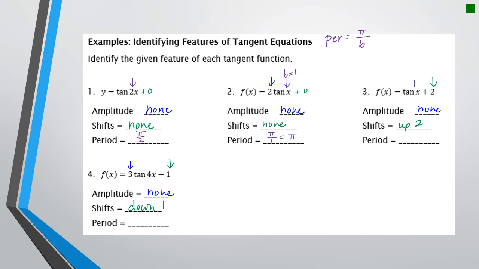Number 3 is the same. There's no number in between tangent and x, so that means b is 1, which means the period will remain pi. And then for number 4, we have a b value of 4, so the period will be pi over b, which is pi over 4.